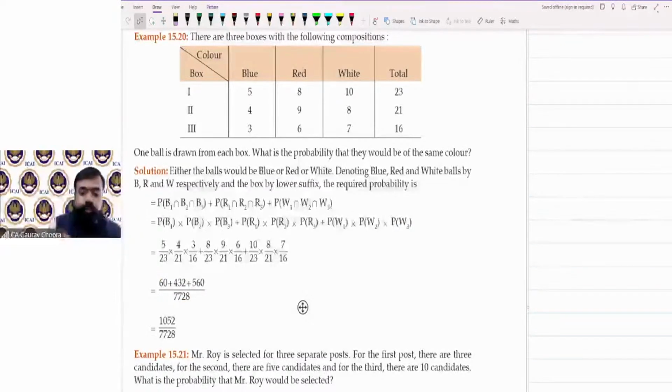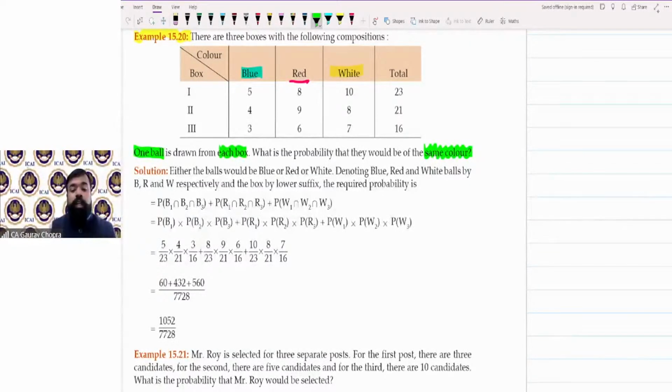Now example 20 is saying there are three boxes with the following compositions. That means three boxes are having different colors of balls. They are having blue ball, then red ball, and white ball. Three colored balls are given. Now one ball is drawn from each box. So from each we have to draw one ball. What is the probability that they would be of the same color?